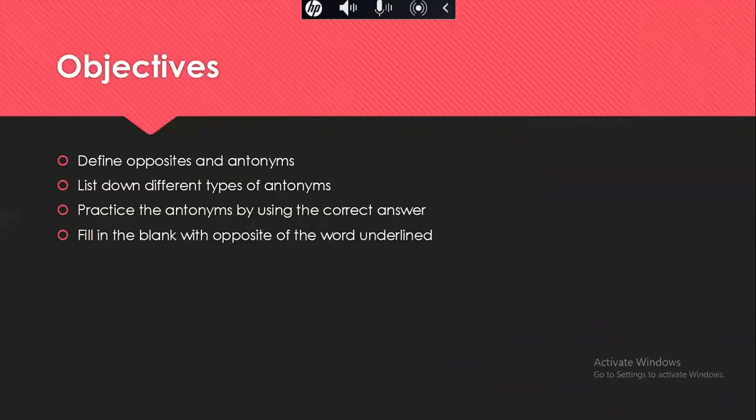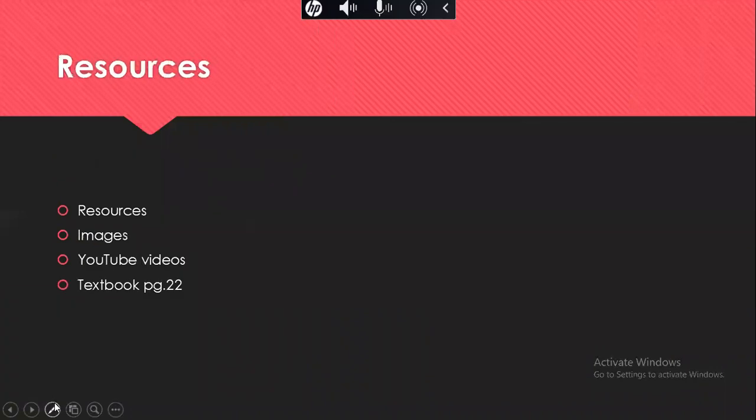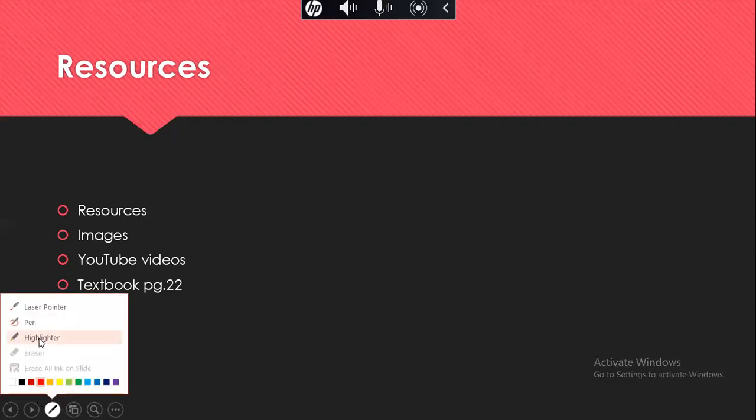Okay. So the objectives of the lesson: we're going to define opposites and antonyms. We're going to list down different types of antonyms. We're going to practice the antonyms by using the correct answer and then fill in the blanks with opposites of the word underlined. Okay. So the resources are images and YouTube videos that I'm going to give in the resource, and the written task that I have given you is in your textbook, page number 22.